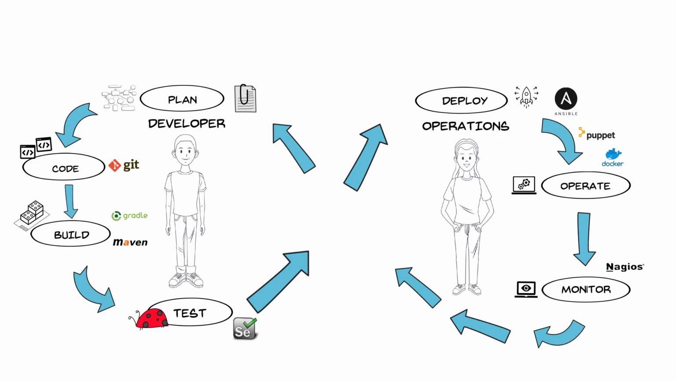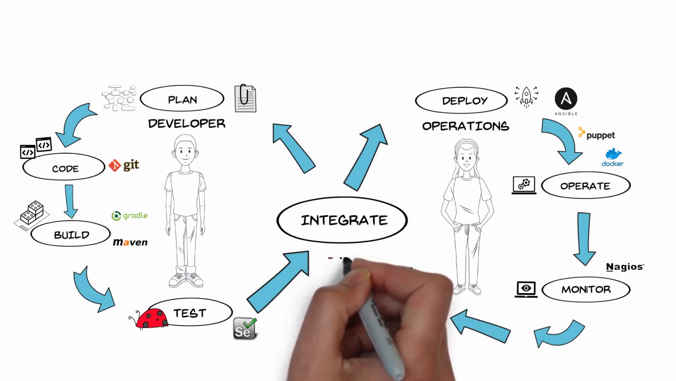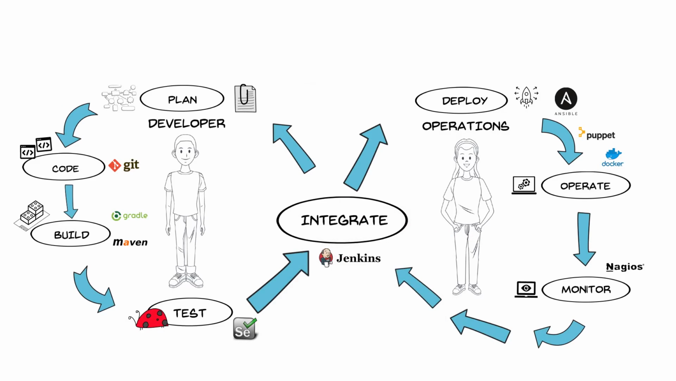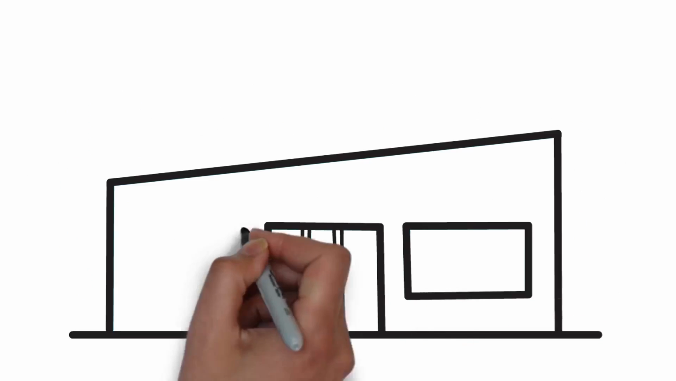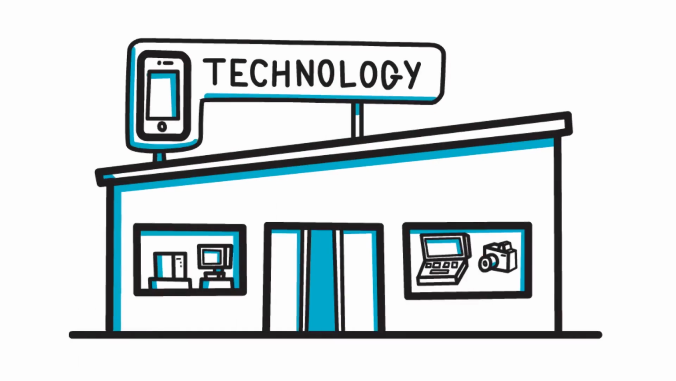And finally, we have the core of the DevOps lifecycle, the integration stage. Tools such as Jenkins is responsible for sending the code for build and test. If the code passes the tests, it's further sent for deployment. This is called continuous integration. Let's now have a look at an organization that has adopted the DevOps approach.